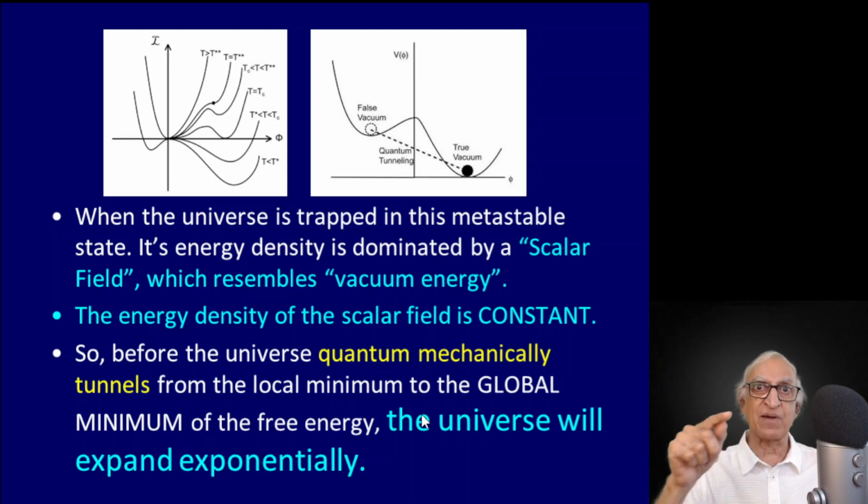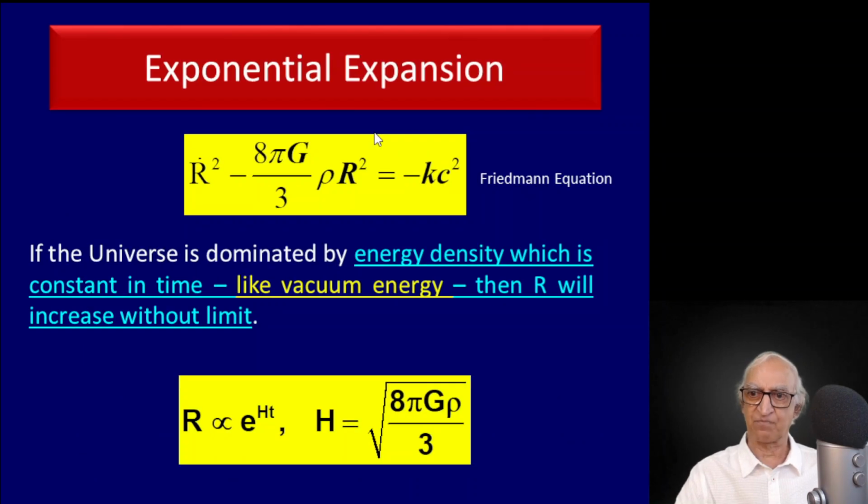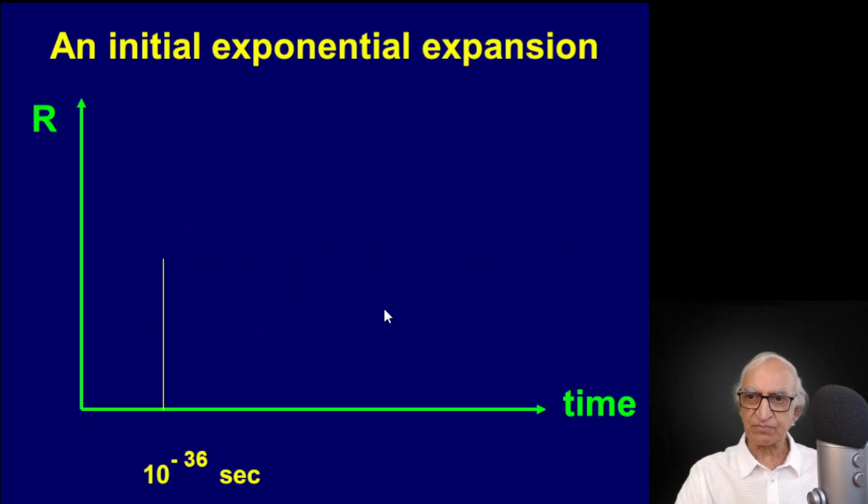And the rate of expansion will be e to the power Ht, where H is the square root of the energy density, this time the energy density of the scalar field. So it will be exactly like this, except this energy density is not the energy density of vacuum, but the energy density associated with the scalar field, which is very similar to the energy density of vacuum in its properties.